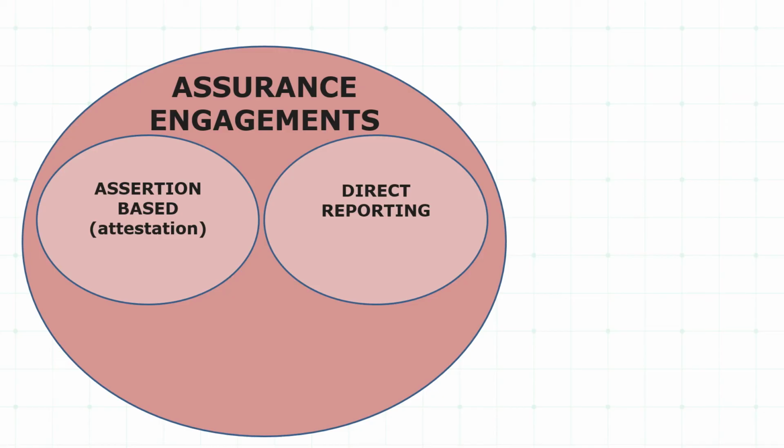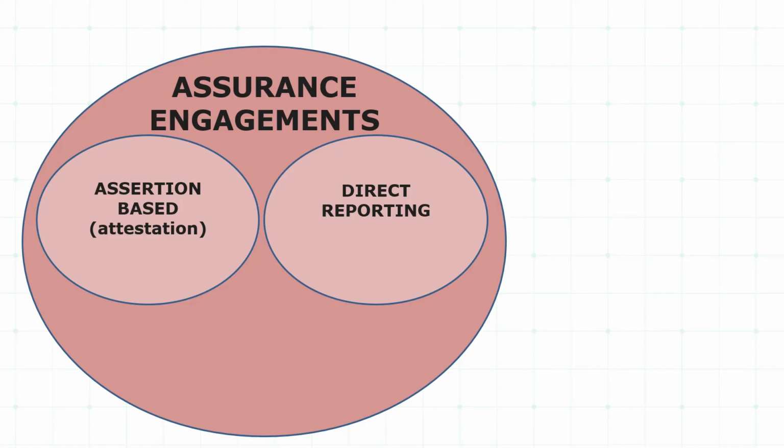However, if the subject matter information can only be made available to the intended users through the practitioner, then that is called a direct reporting engagement. In other words, in an assertion based engagement, you don't necessarily need the practitioner for the report to reach the hands of your intended users. But with direct reporting, you need the practitioner.